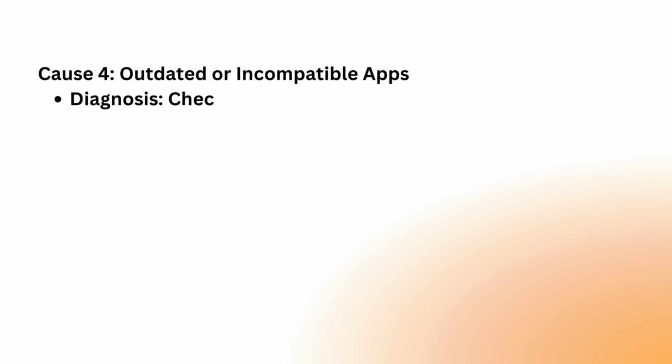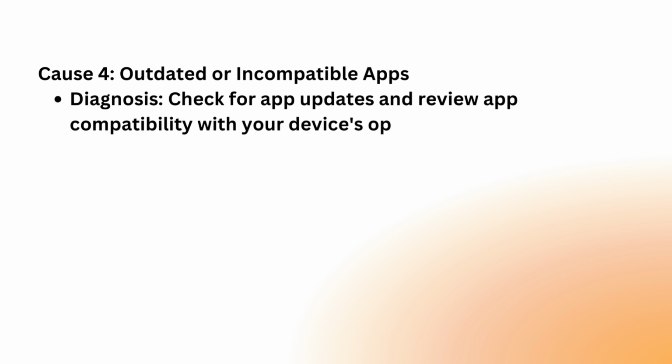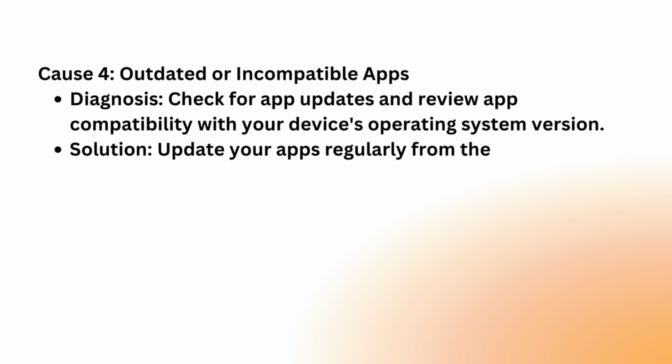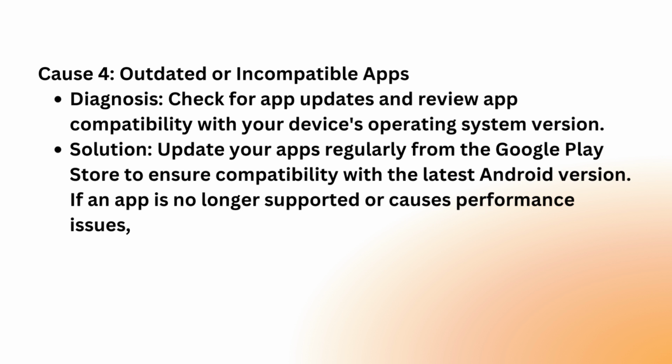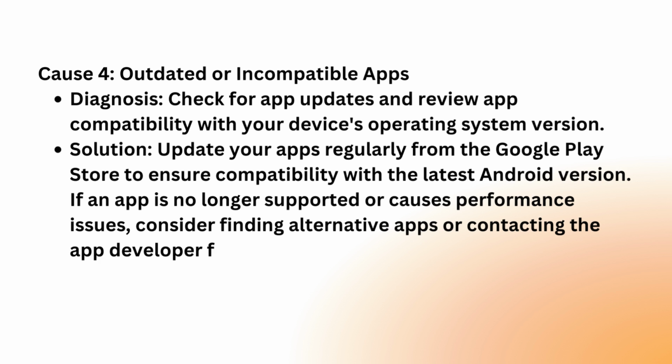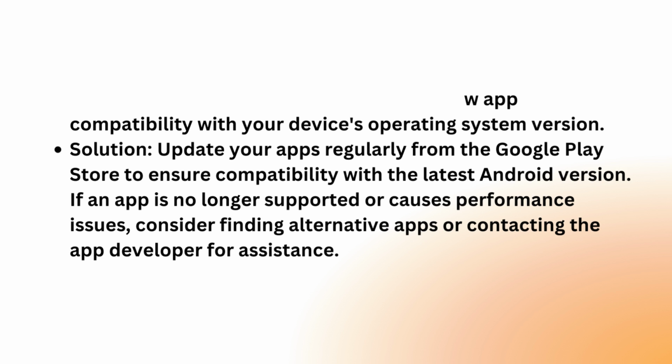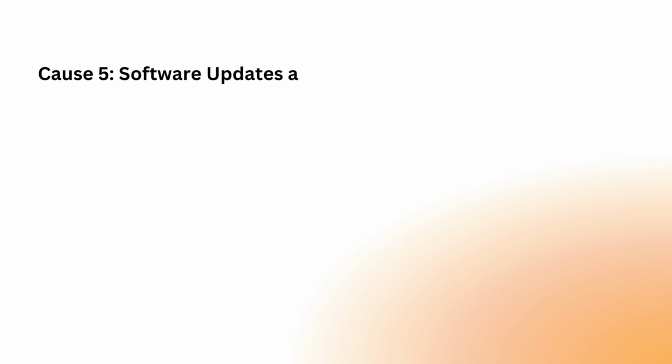Cause 4. Outdated or incompatible apps. Diagnosis. Check for app updates and review app compatibility with your device's operating system version. Solution. Update your apps regularly from the Google Play Store to ensure compatibility with the latest Android version. If an app is no longer supported or causes performance issues, consider finding alternative apps or contacting the app developer for assistance.